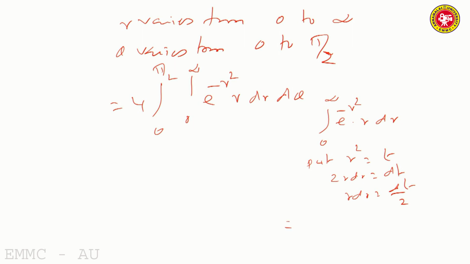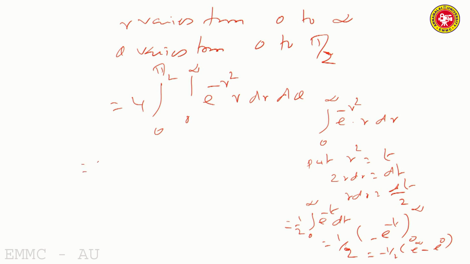So this integral becomes integral 0 to infinity e power minus t into 1 by 2 dt. So 1 by 2 into minus e power minus t, 0 to infinity. Putting the upper limit, e power minus infinity is 0, and the lower limit e power 0 becomes 1. So this becomes minus 1 by 2 into e power minus infinity minus e power 0, that is plus 1 by 2. So the integral value is 1 by 2.